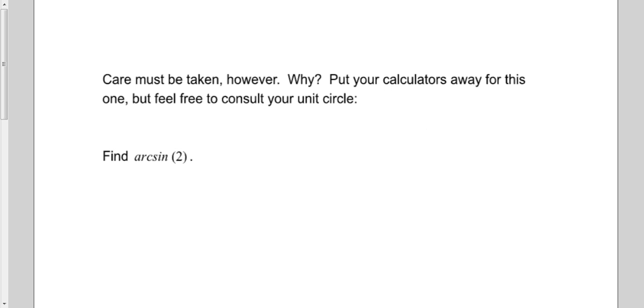We need to take care when we're doing inverse trig functions, though. Think about this question. Put your calculators away for a second and consider what the arc sine of 2 would be. In other words, what angle produces the sine of 2? Any intuition on that? Can you think of an angle that produces a sine of 2?